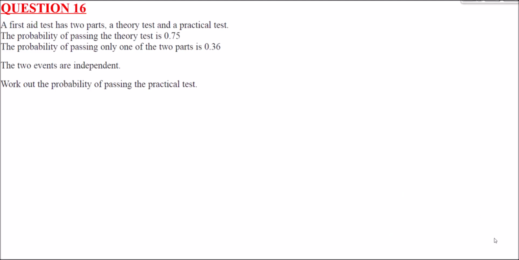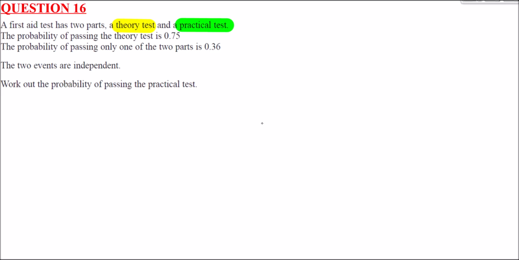Question 16 is about a first aid test, which comes in two parts apparently, a theory test and a practical test. So the probability of passing the theory is 0.75 and so on. But we're talking probability, and there's two events, a theory and a practical. So we can think of it as two steps. In other words, we can think of this as a tree diagram.